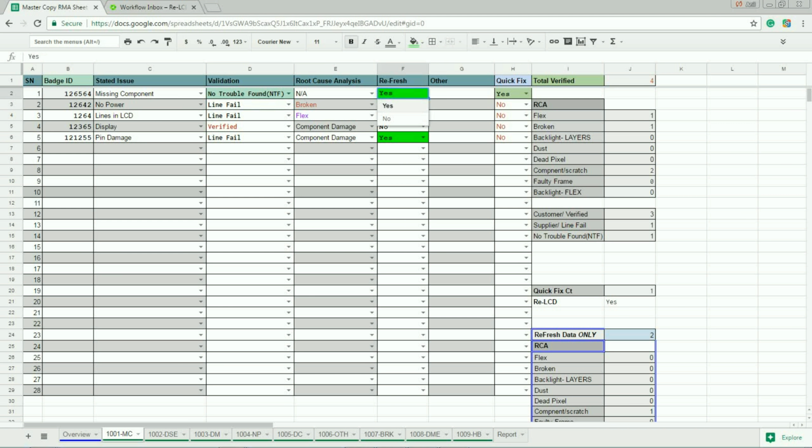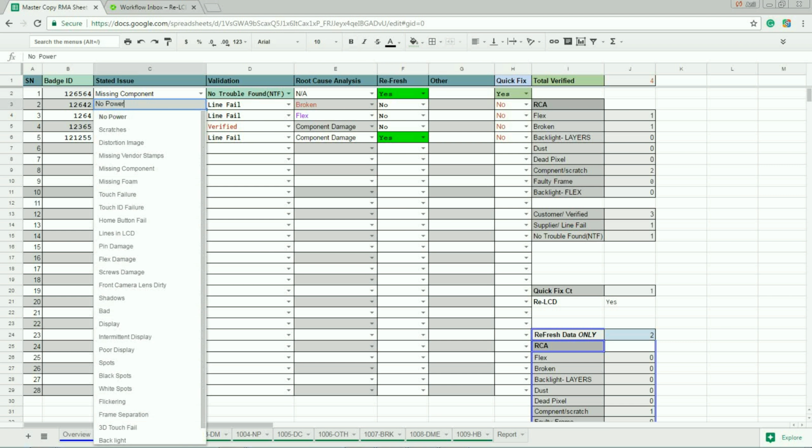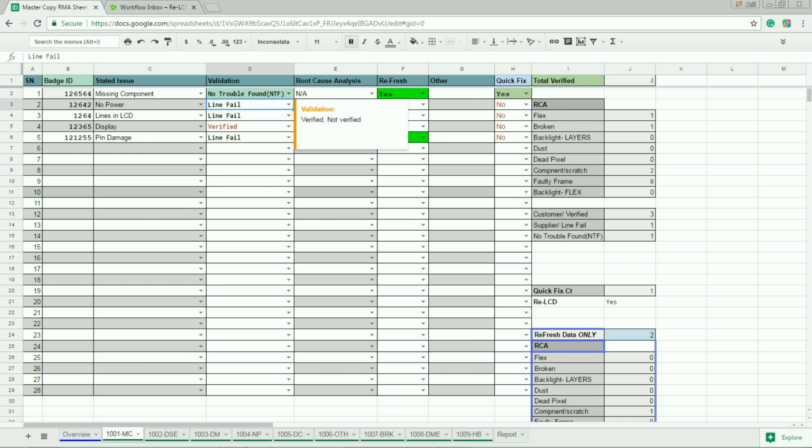This section represents whether that LCD belongs to the refresh, and yes, it does. Similarly, we can go to the next LCD, 12642, and it has trouble power. Click there, no power, and the validation is line fail, and that's from the customer side, so we put line fail here. For the root cause analysis, we found the broken LCDs or broken flex, and this does not belong to the refresh, so that's no. And that's how we do it all the way to the 1009SB, which is good.